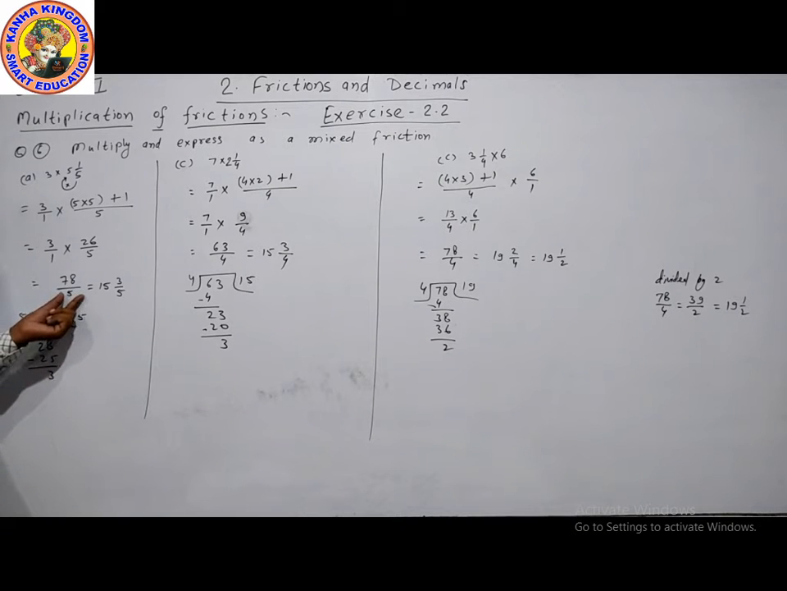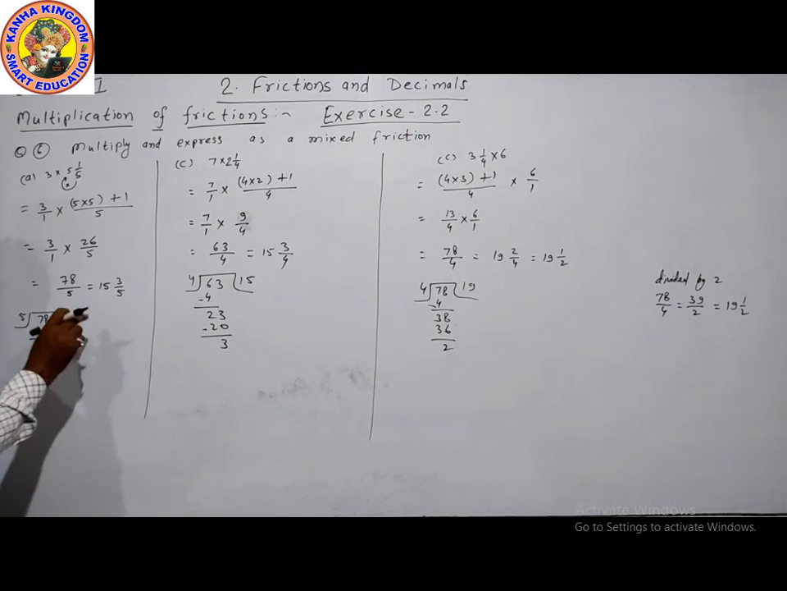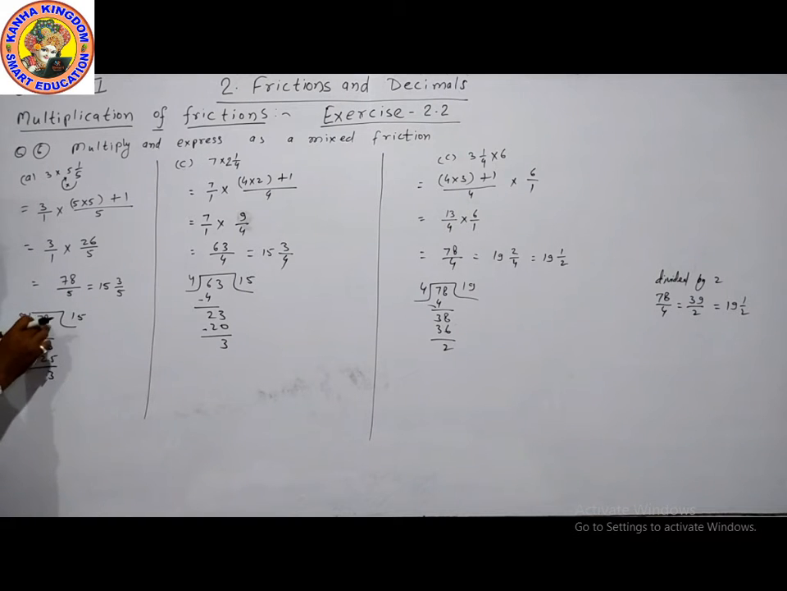For converting to a mixed fraction, we divide 78 by 5. First digit is 7, 1 time 5, 7 minus 5 is 2, next digit 8, 28. 5 fives are 25, minus, the answer is 3. 3 is less than 5, there is no other digit, so we stop dividing. When we divide 78 by 5, the complete division is 15, the remainder is 3, and the divisor is 5.